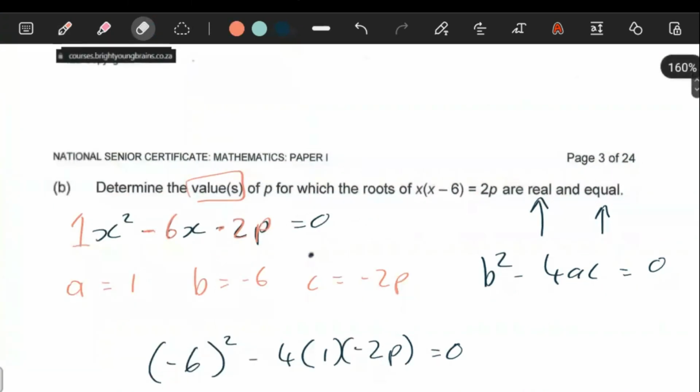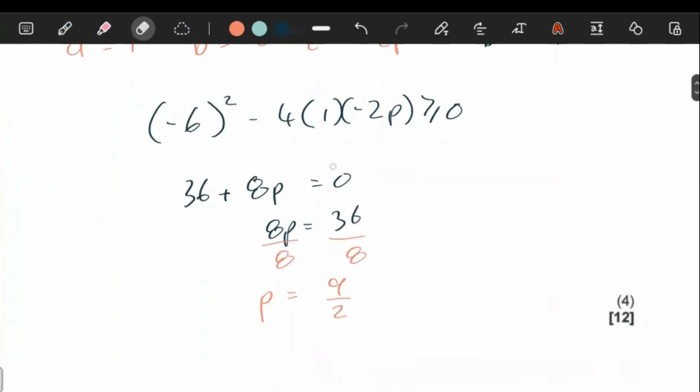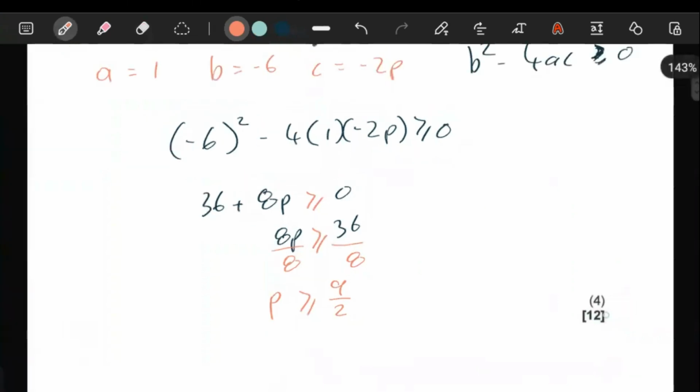It's kind of funny because if they say roots are real or equal, then, to be on the safe side, if they say determine the values of p for which the roots of this equation are real and equal, let's deal with where this is bigger or equal to 0. Because they are real where it's bigger than 0, they are equal where it's equal to 0. So let's just change this to bigger or equal to 0. Meaning that this here in the middle, can I have bigger than or equal to 0. Perfect. So we're going to get our 4 marks there.